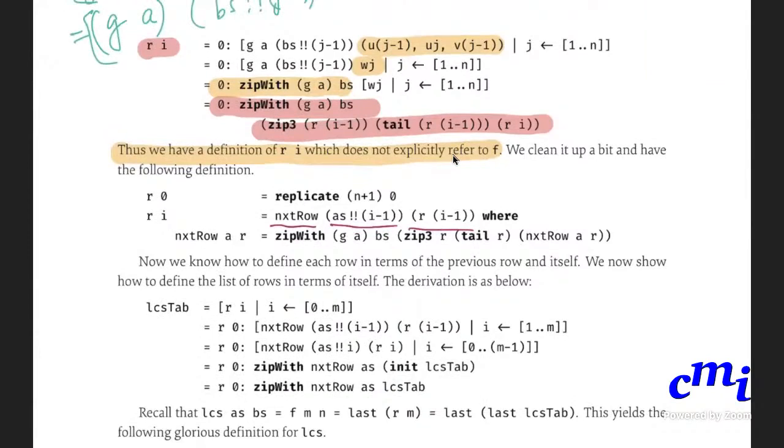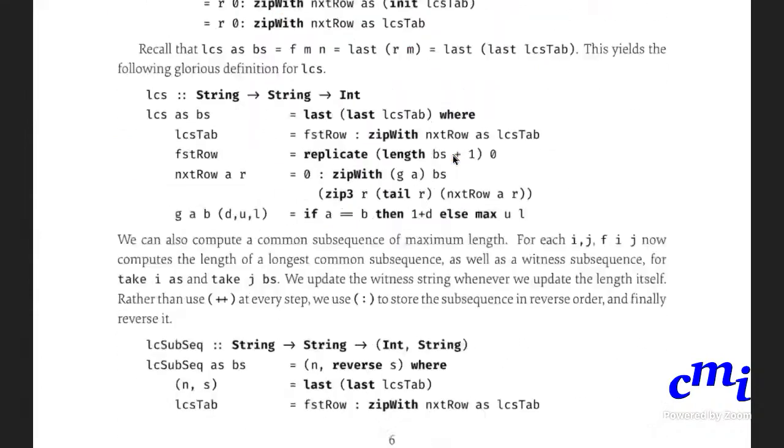Sir, I was having some network issues. Your video and audio are all fine. But do you understand this now? This Ri equals 0 colon zip with whatever. Yeah, I do understand that. Okay, because I just worked it out here.